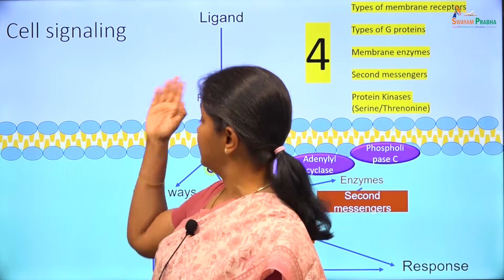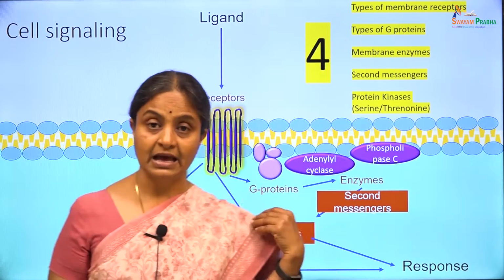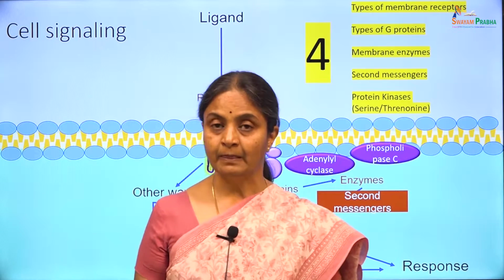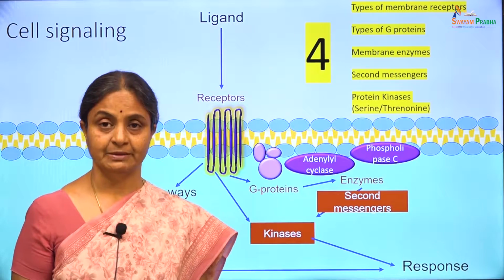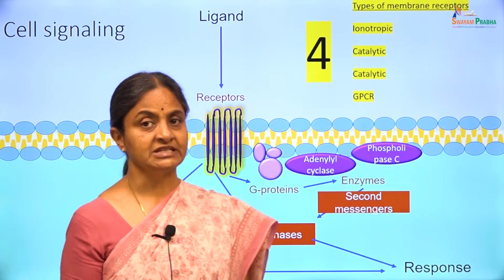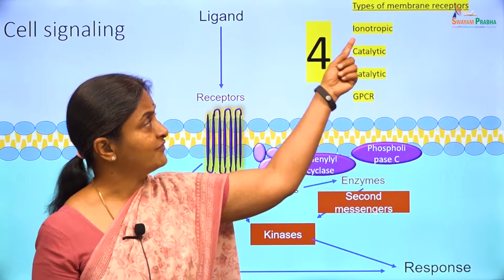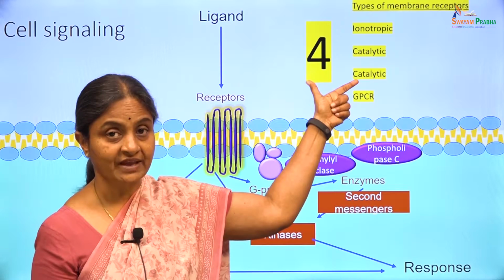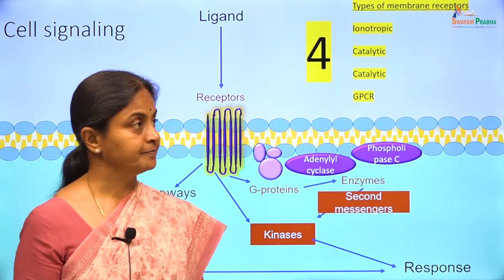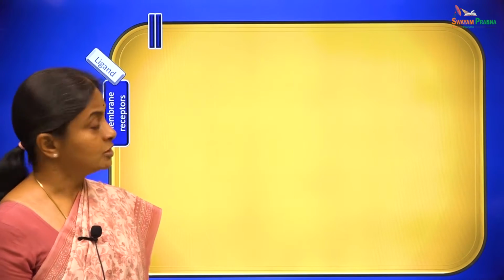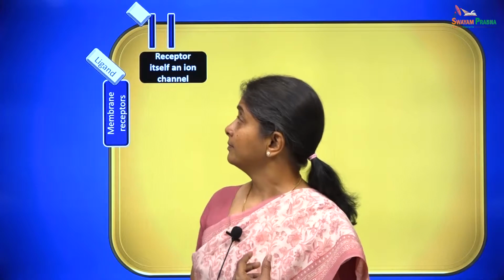We are also aware of ligands binding to cytoplasmic receptors and then producing a response. We will now go on to look at 4 types of membrane receptors. The 4 types of membrane receptors could be classified into ionotropic, 2 sets of catalytic receptors, and then what's called a G protein coupled receptor. What is an ionotropic receptor? When a ligand binds to this receptor, there is an ion channel even within that receptor which opens up.